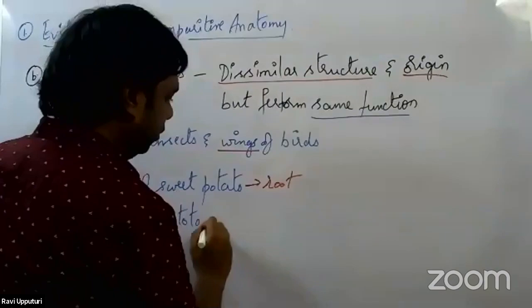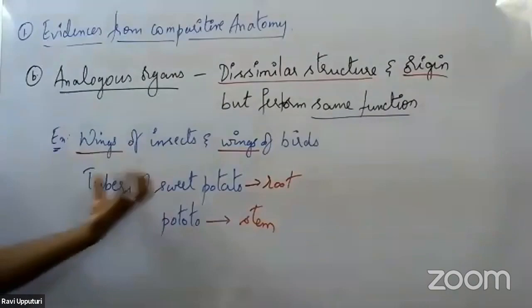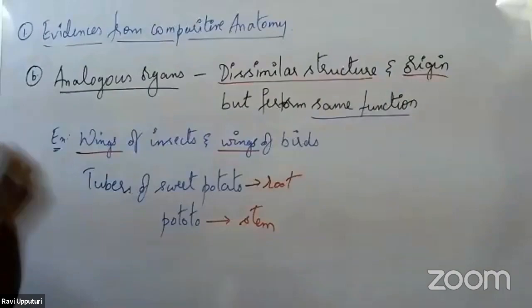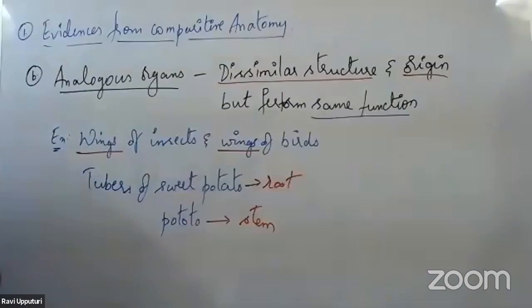So the structure is different. Their origin is also different, but their function would be the same. So what would be the function of these two now? It is nothing but storage of food. So organs having different structures and different origins, but performing the same function, we start calling them analogous organs. Some examples here: wings of insects as well as wings of bat, and tubers of sweet potato as well as the tubers of potato. So this is what we have with analogous organs.